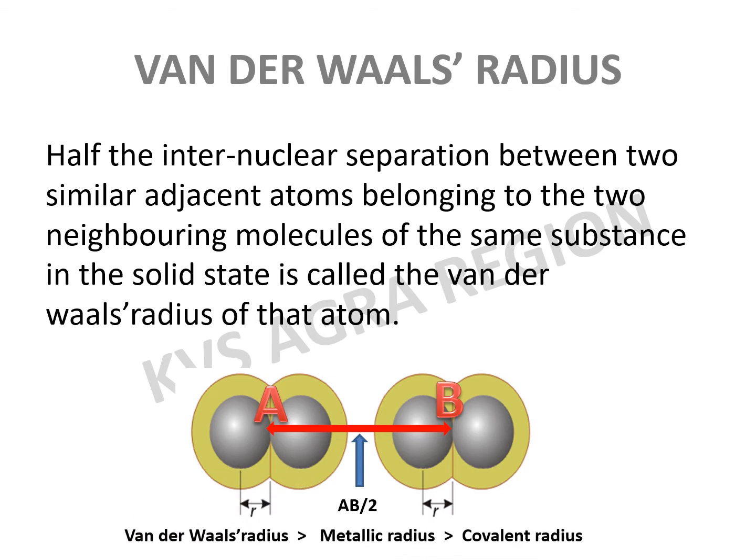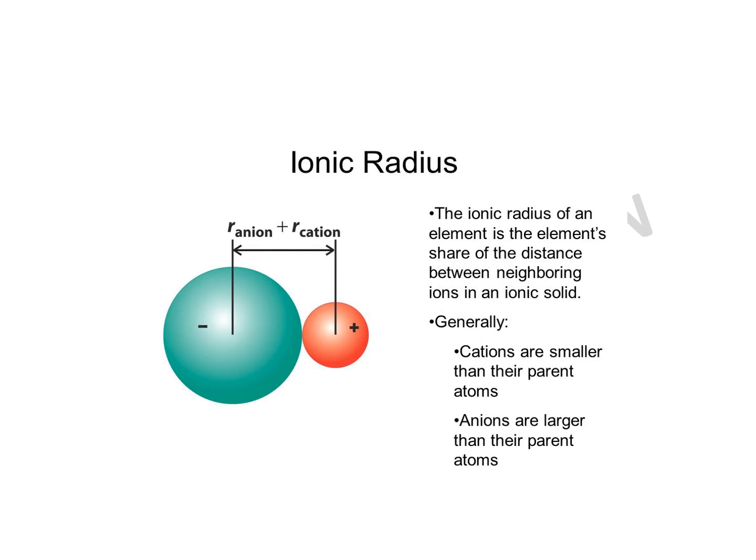If we compare van der Waals radius, metallic radius and covalent radius, we find that van der Waals radius is always greater than metallic radius, which is greater than covalent radius. Ionic radius of an element is the element's share of distance between neighboring ions in an ionic solid. Ionic solids usually contain cations and anions; cations are smaller than their parent atoms, anions are larger than their parent atoms. This distance is known as radius of anion, whereas this is known as radius of cation.